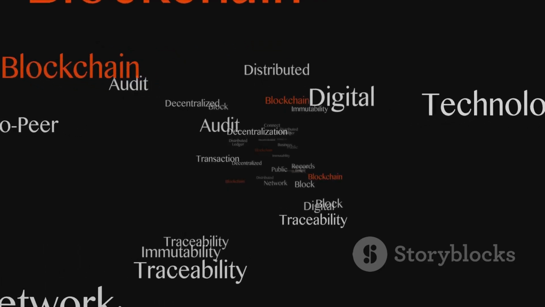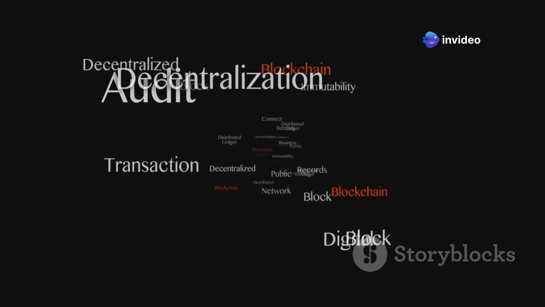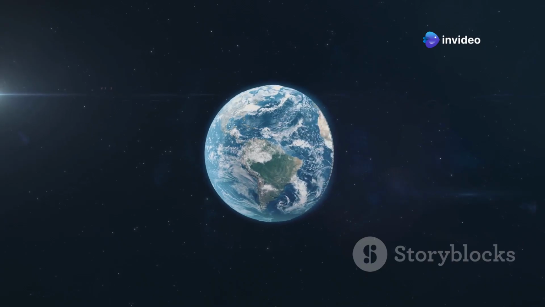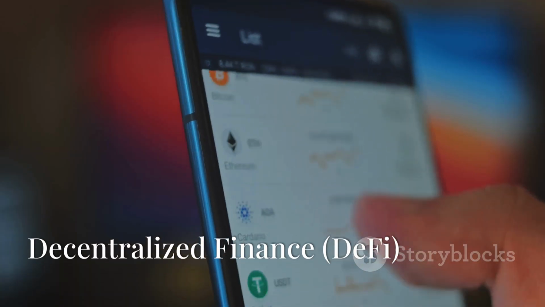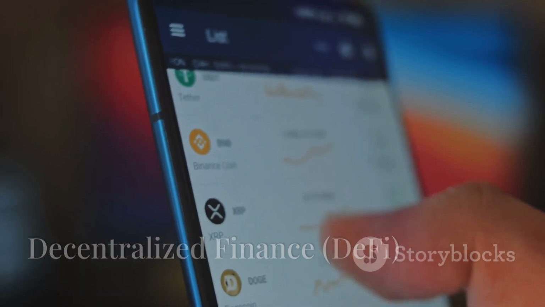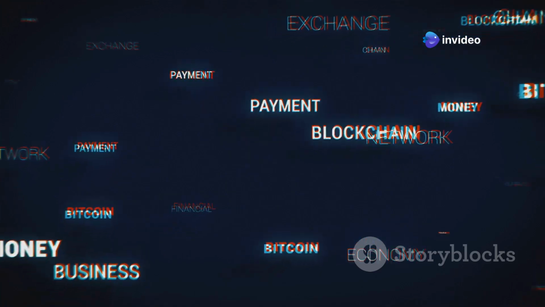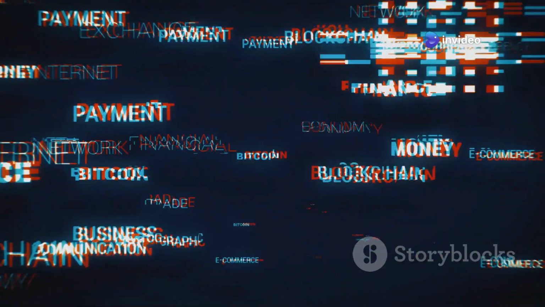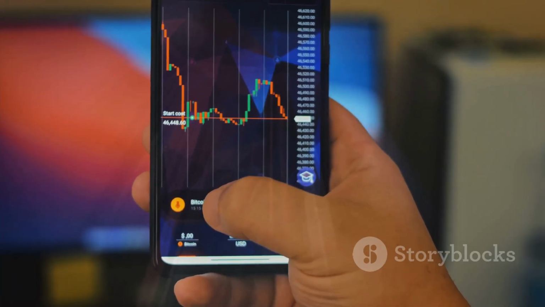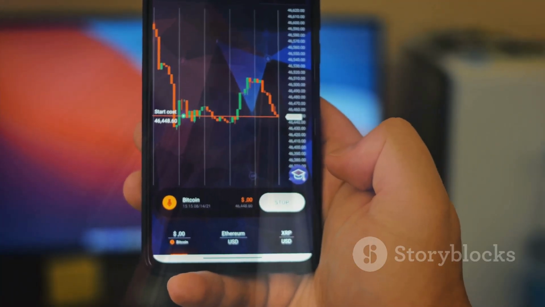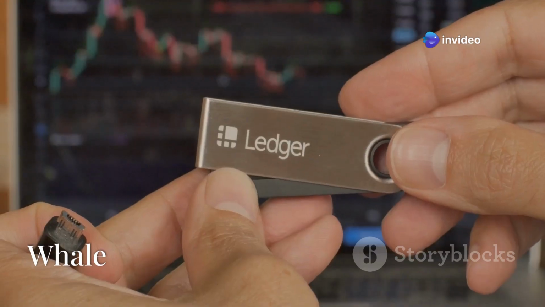Fork. A fork occurs when there is a change in protocol rules within a blockchain network, resulting in two separate chains. Hard forks create new currencies while soft forks do not break backward compatibility. Decentralized finance, or DeFi. Definition: DeFi refers to financial services built on blockchain technology that operate without intermediaries like banks. DeFi applications enable lending, borrowing, trading, and earning interest on cryptocurrencies.